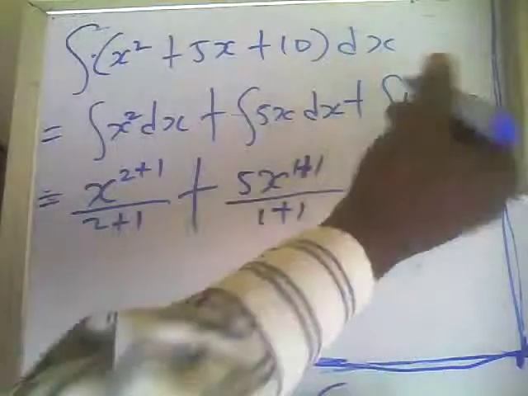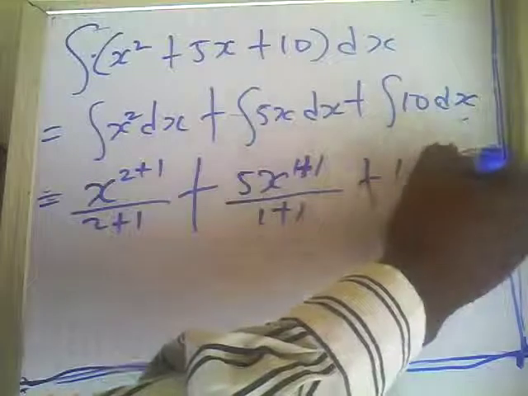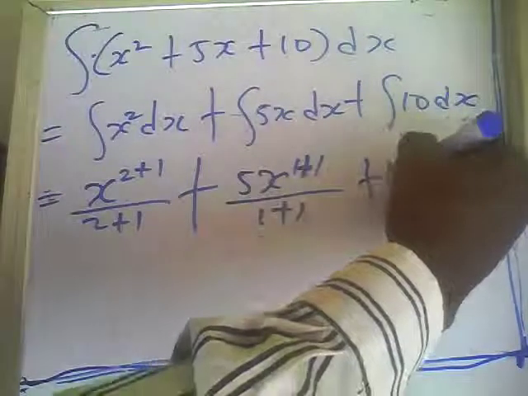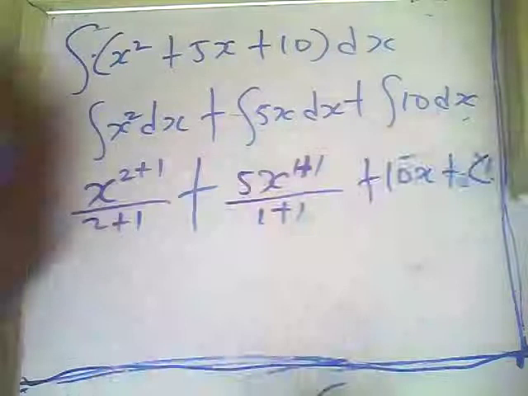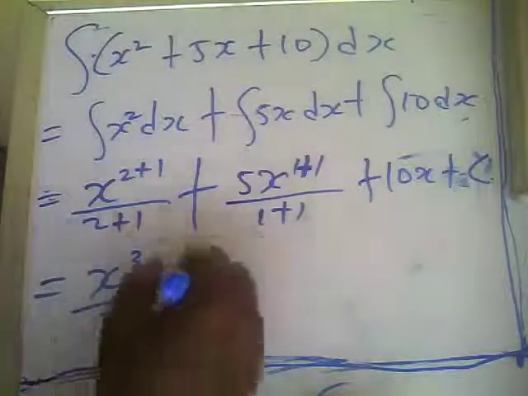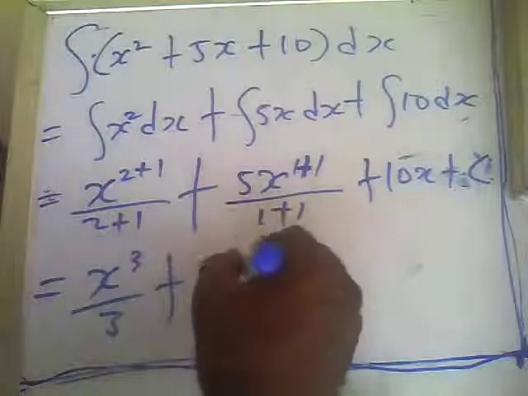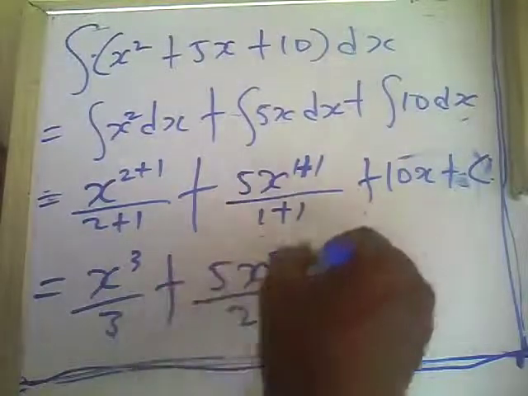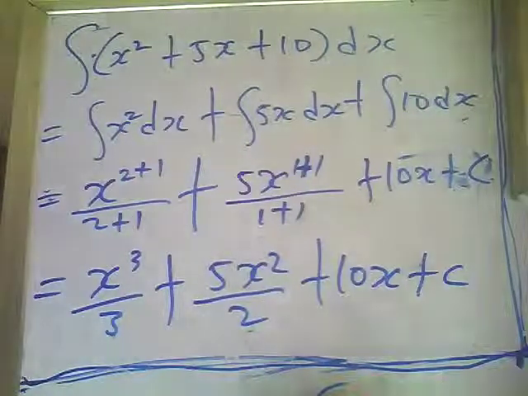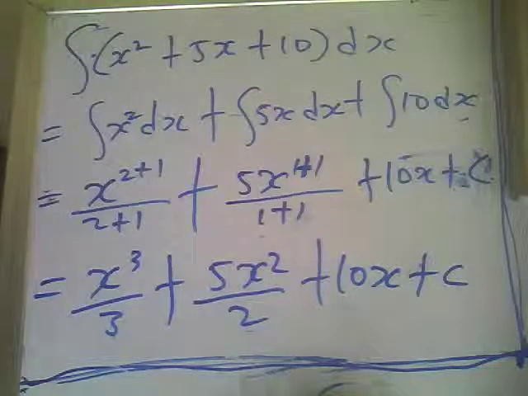Then when you integrate 10, what do you get? You should know that it is 10x. Then we have one constant for the entire expression, constant c. So that's plus 10x plus c. Finally we have x to the power 3 over 3, plus 5x squared over 2, plus 10x, plus c. That is how to solve problems that involve sums of functions.